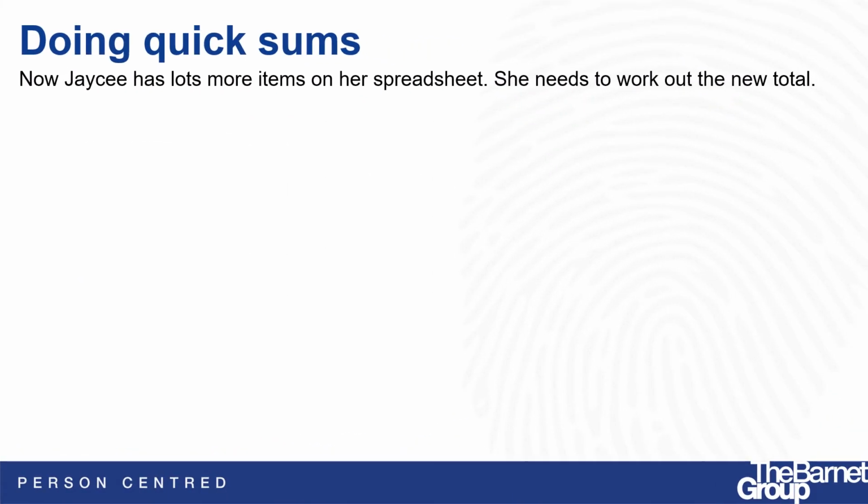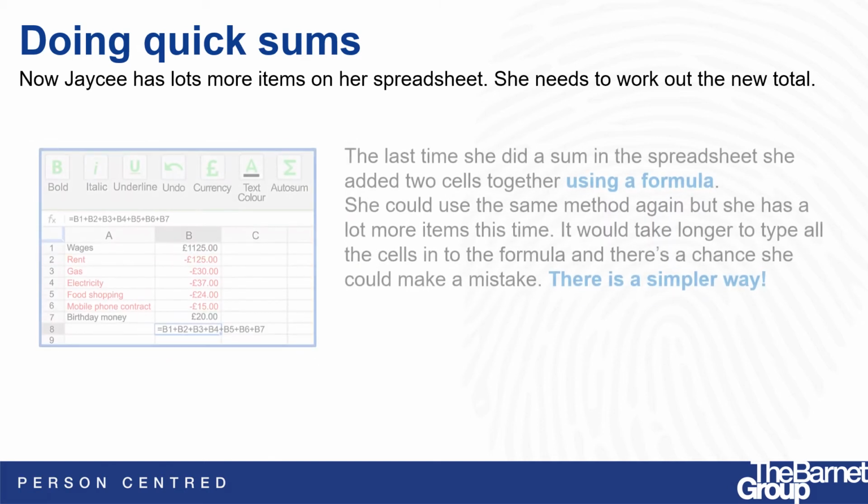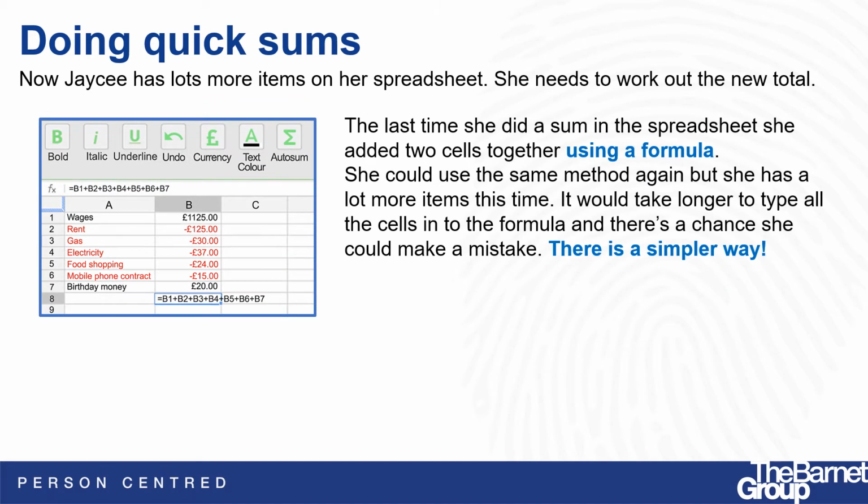Now Jacey has lots more items on her spreadsheet. She needs to work out the new total. The last time she did a sum in this spreadsheet, she added 2 cells together using a formula. She could use the same method again, but she has a lot more items this time. It would take longer to type all the cells into the formula, and there's a chance she could make a mistake. There is a simpler way.